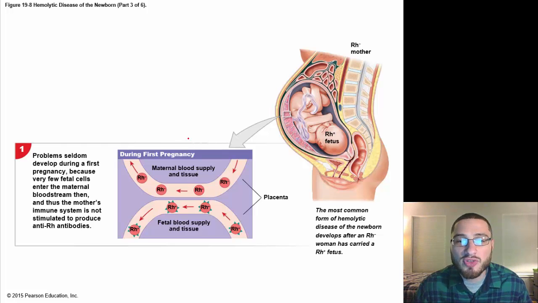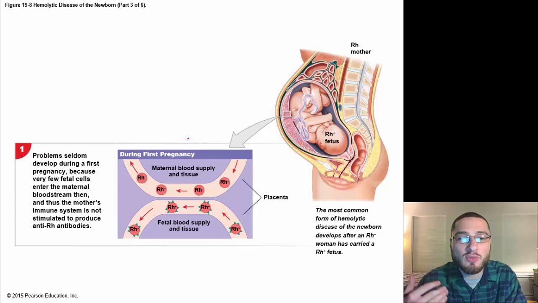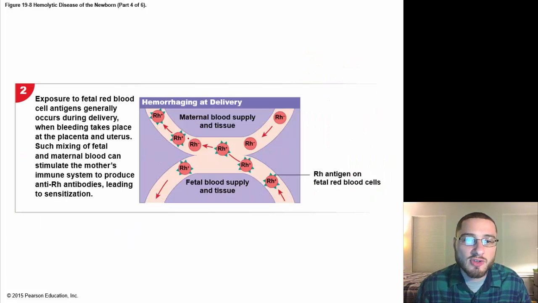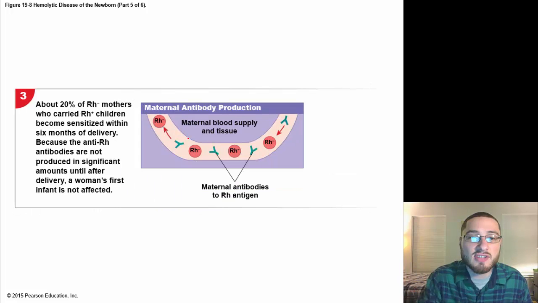So nothing's really going to happen with the first baby because there's a separation between the blood. But then at delivery, exposure to fetal blood cells occurs when the bleeding takes place at the placenta and the uterus. The mixing of the fetal and maternal blood can stimulate the mother's immune system to produce anti-Rh antibodies, since she didn't have them before, leading to sensitization.